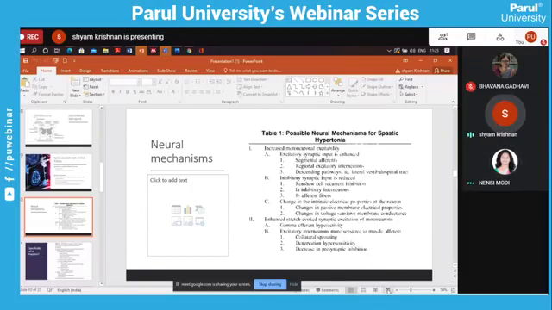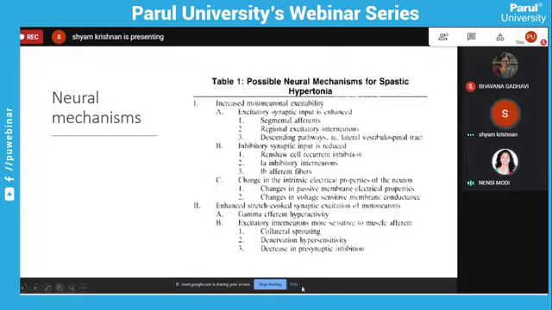I'll go for this. That's fine. So essentially, what you need to know is that spasticity, you would have seen over a period of time, for example, in a spinal cord injury patient you take.